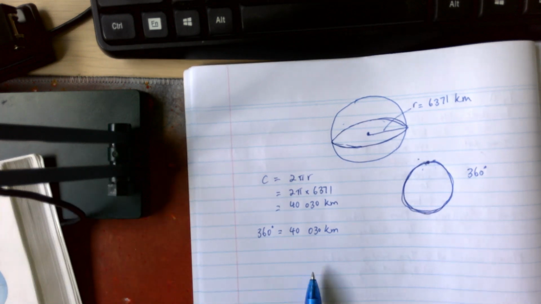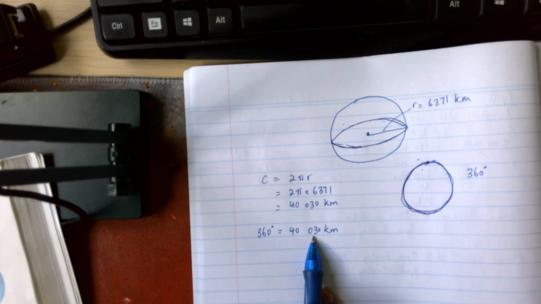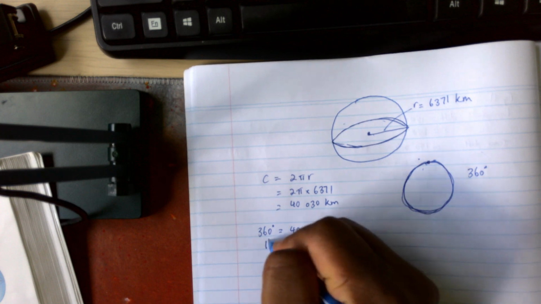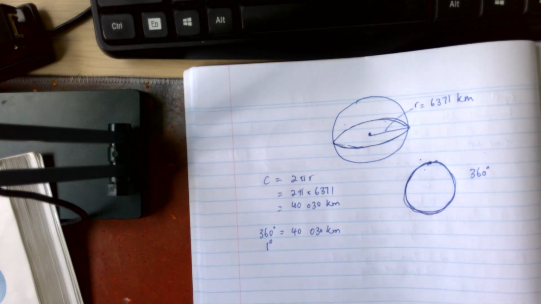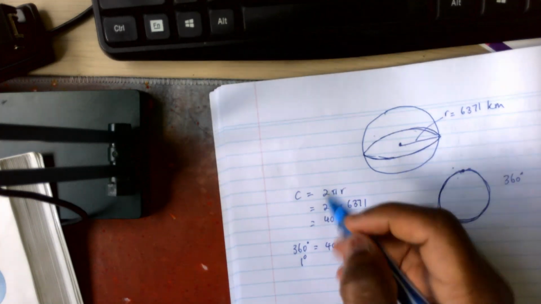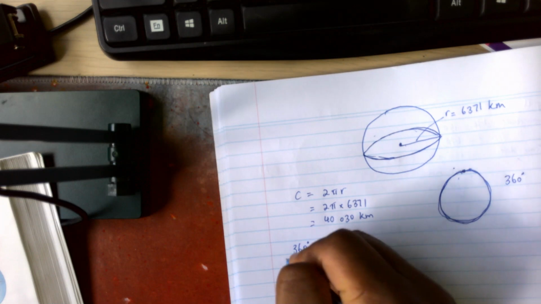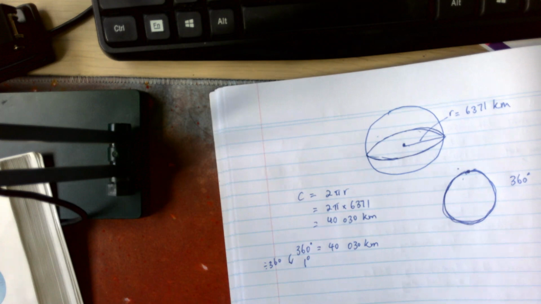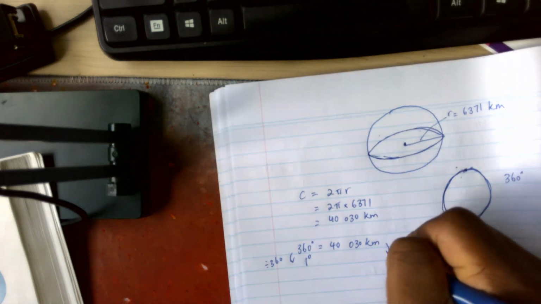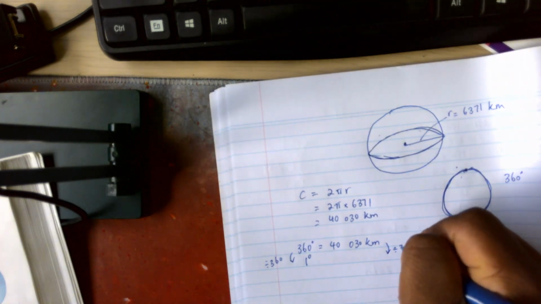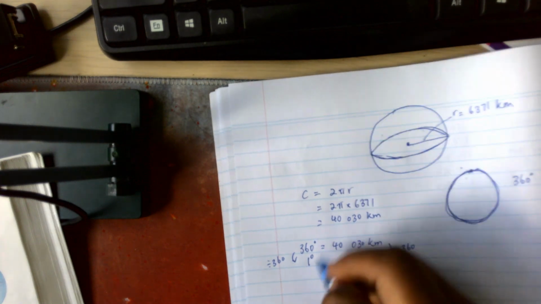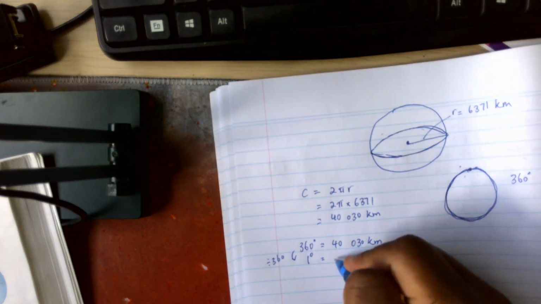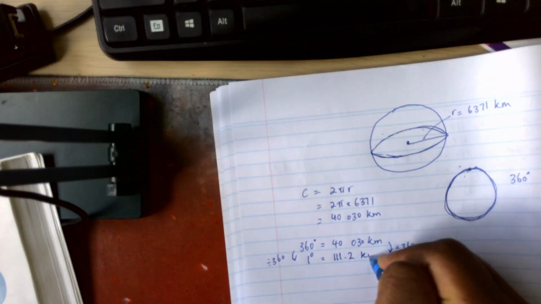From there we can work out, if 360 degrees is this many kilometers, what does 1 degree on this circle equal in terms of kilometers moved? So to go from 360 to 1, I'm going to divide this by 360, which means I'm going to do the same here, divided by 360. That gives us 111.2 kilometers.